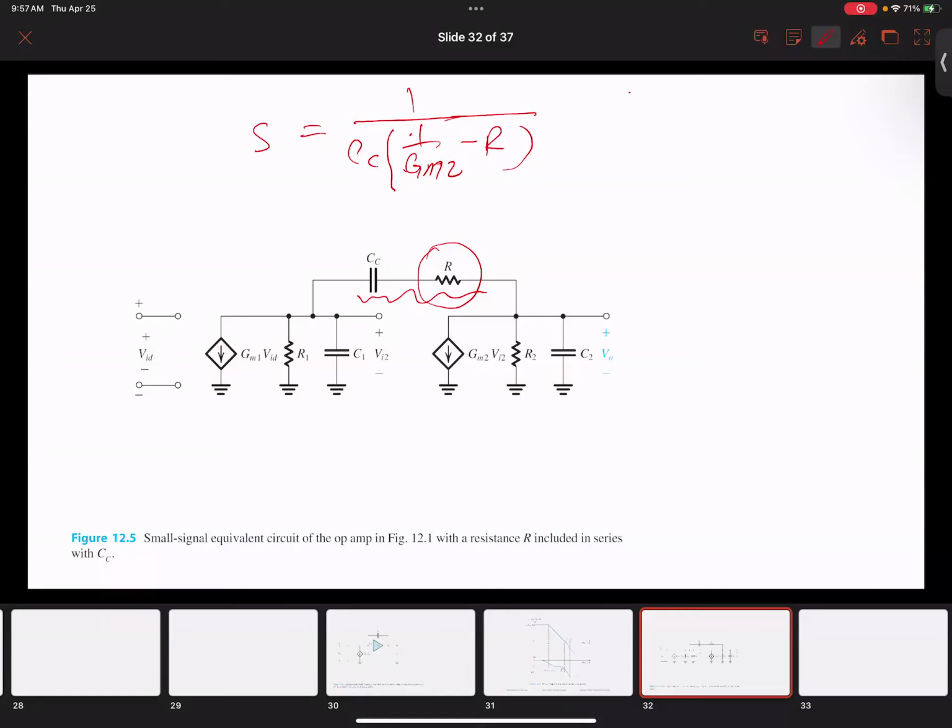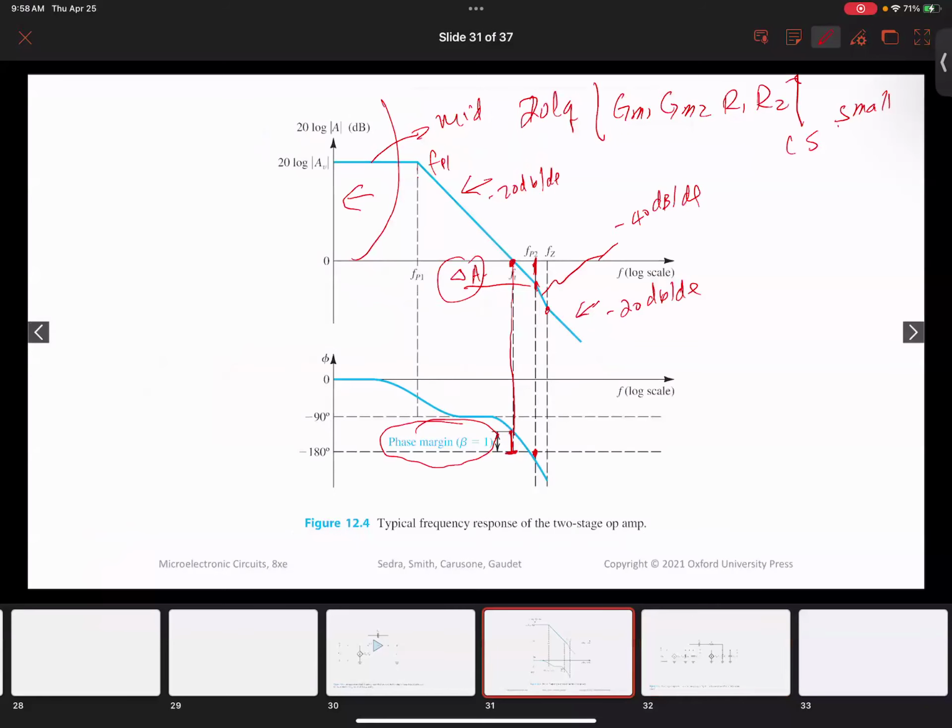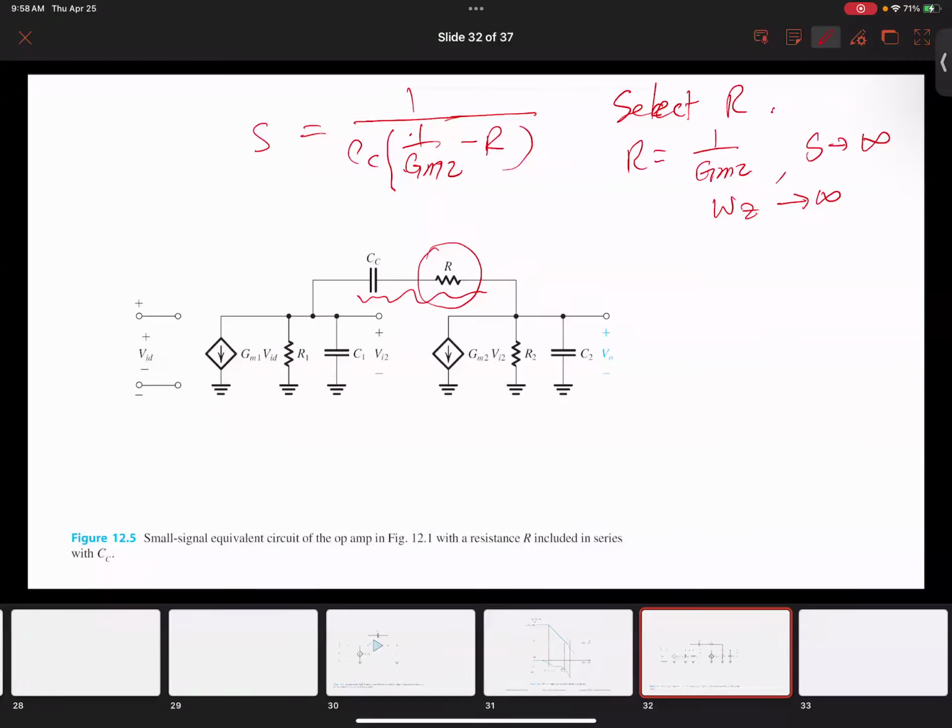So if you select the value of R, you can select R equal to 1 over GM2. You see what happens? S approaches infinity, which means your omega zero is infinity. And this means, if we go back to the slide, this zero will be at infinity, so this line will actually drop indefinitely at 40 dB. It will never go back to that 20 dB anymore with a zero correction.